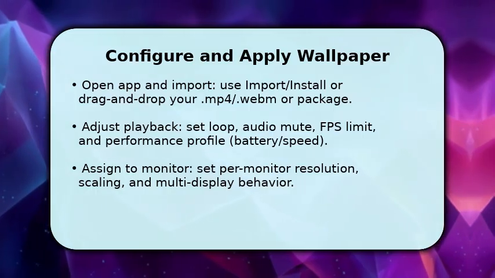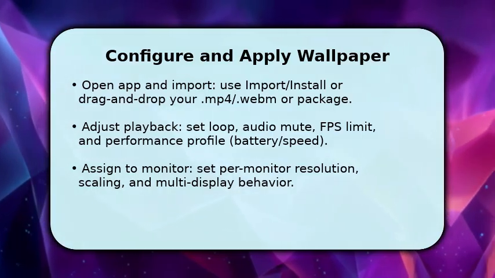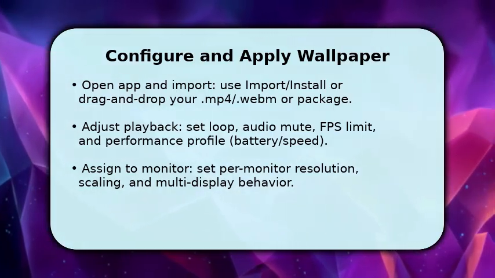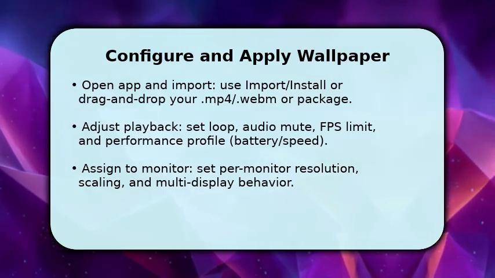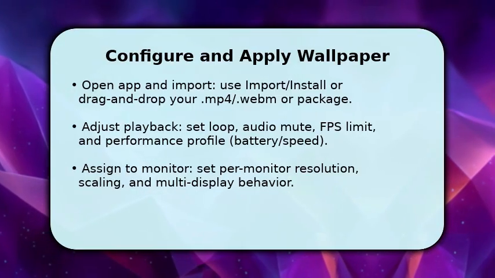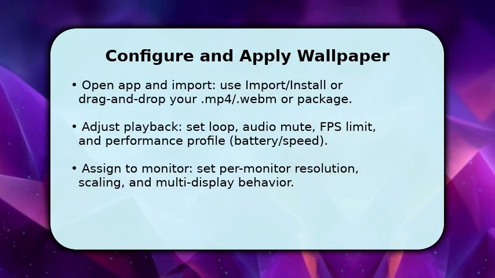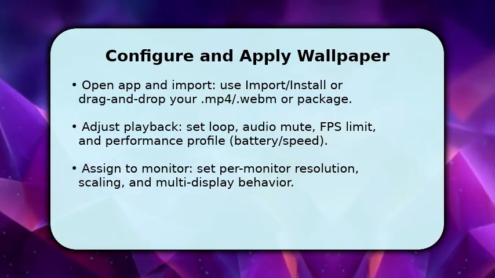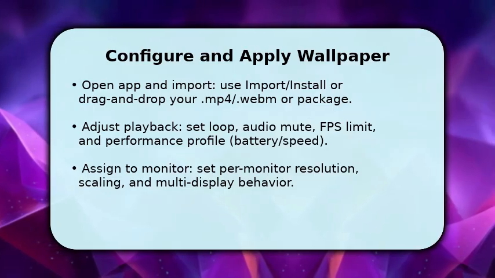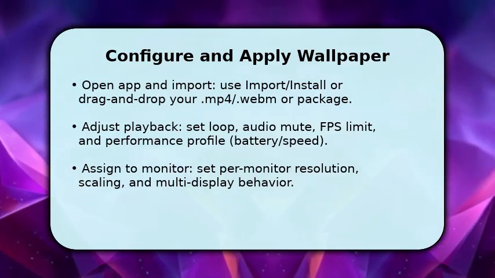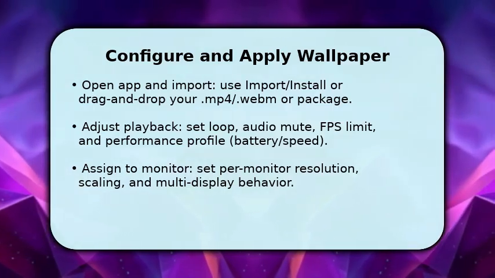Next, configure playback options. Set loop, mute audio if you don't want sound, and cap FPS to balance visuals versus CPU/GPU load. Choose a performance profile, high for desktop, battery saver for laptops, and tailor resolution and scaling for each monitor. Once configured, click Apply or Set Wallpaper so the system registers it as the active desktop background.